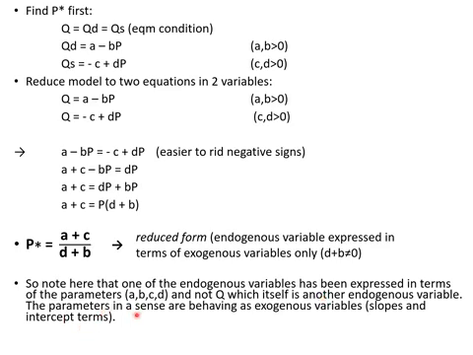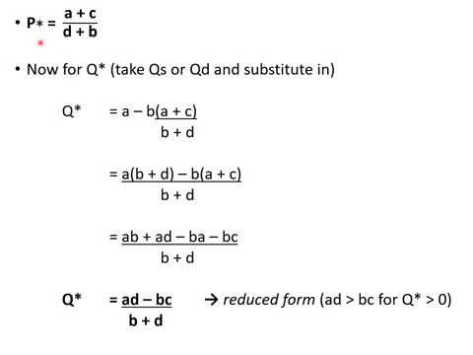And as I said, the parameters in a sense are behaving as exogenous variables. All right, so we've solved for P, but now we need to move on and solve for equilibrium quantity. So we've got our expression for equilibrium price, and we're going to use this in order to solve for equilibrium quantity. The way we do this is we either take the quantity supplied or quantity demanded equation and substitute in for P.